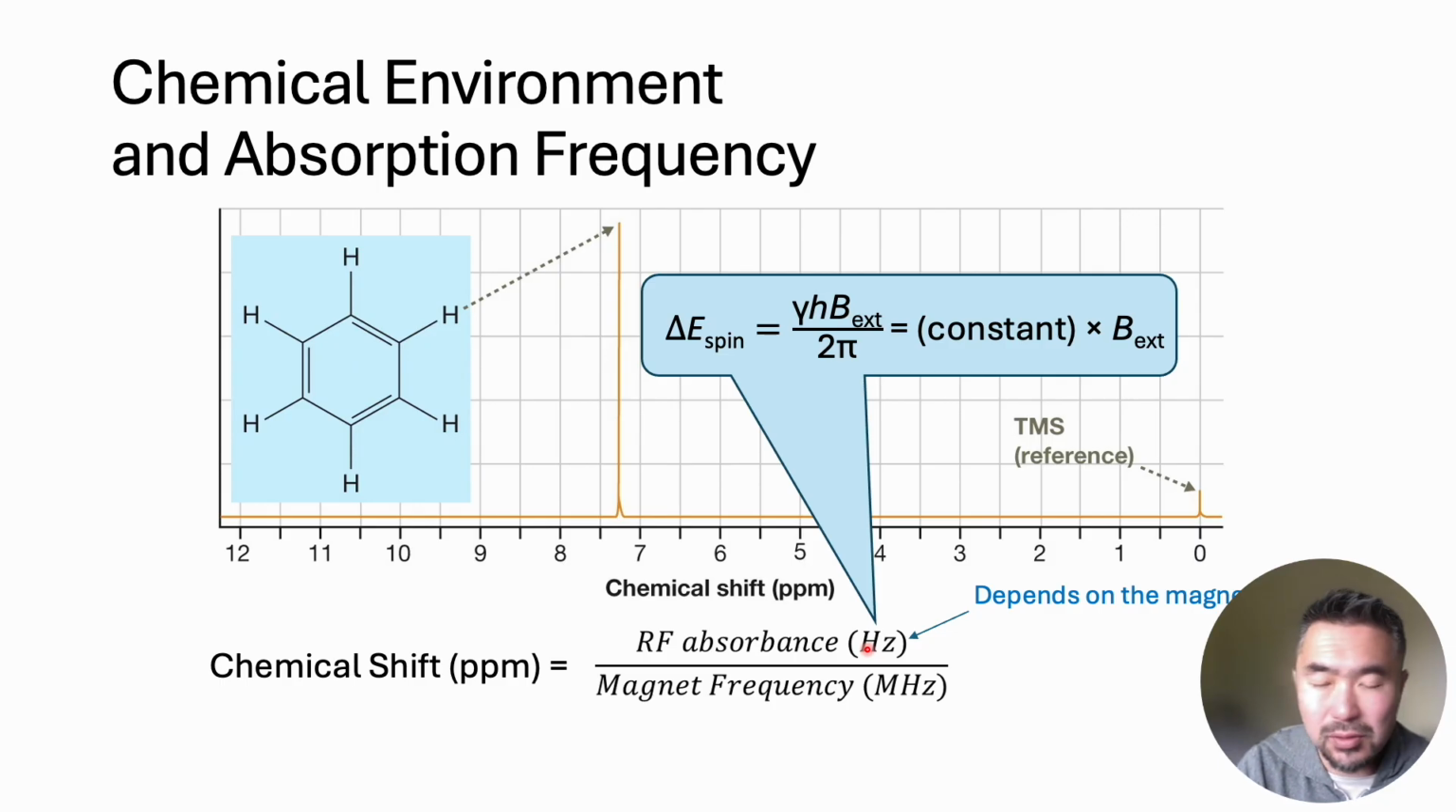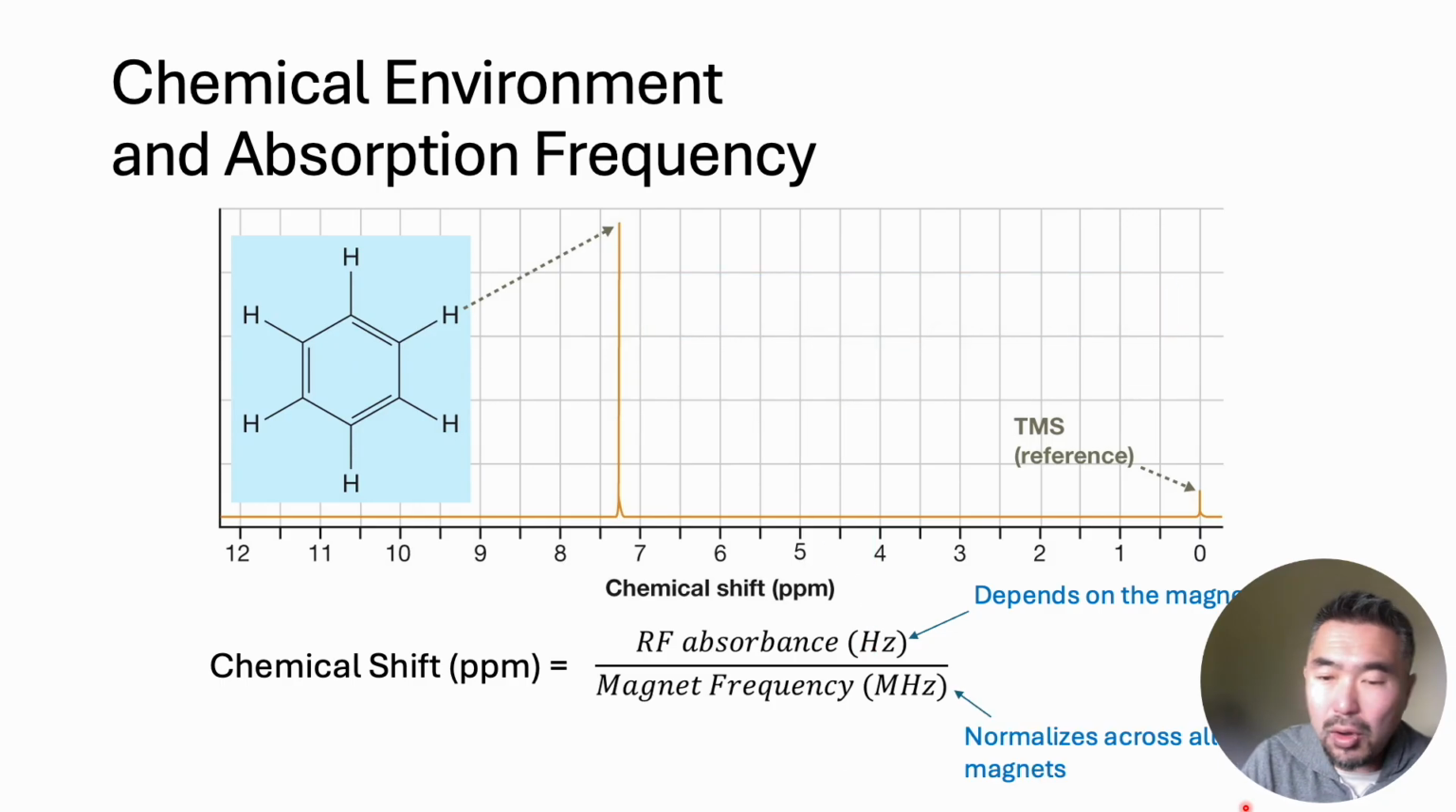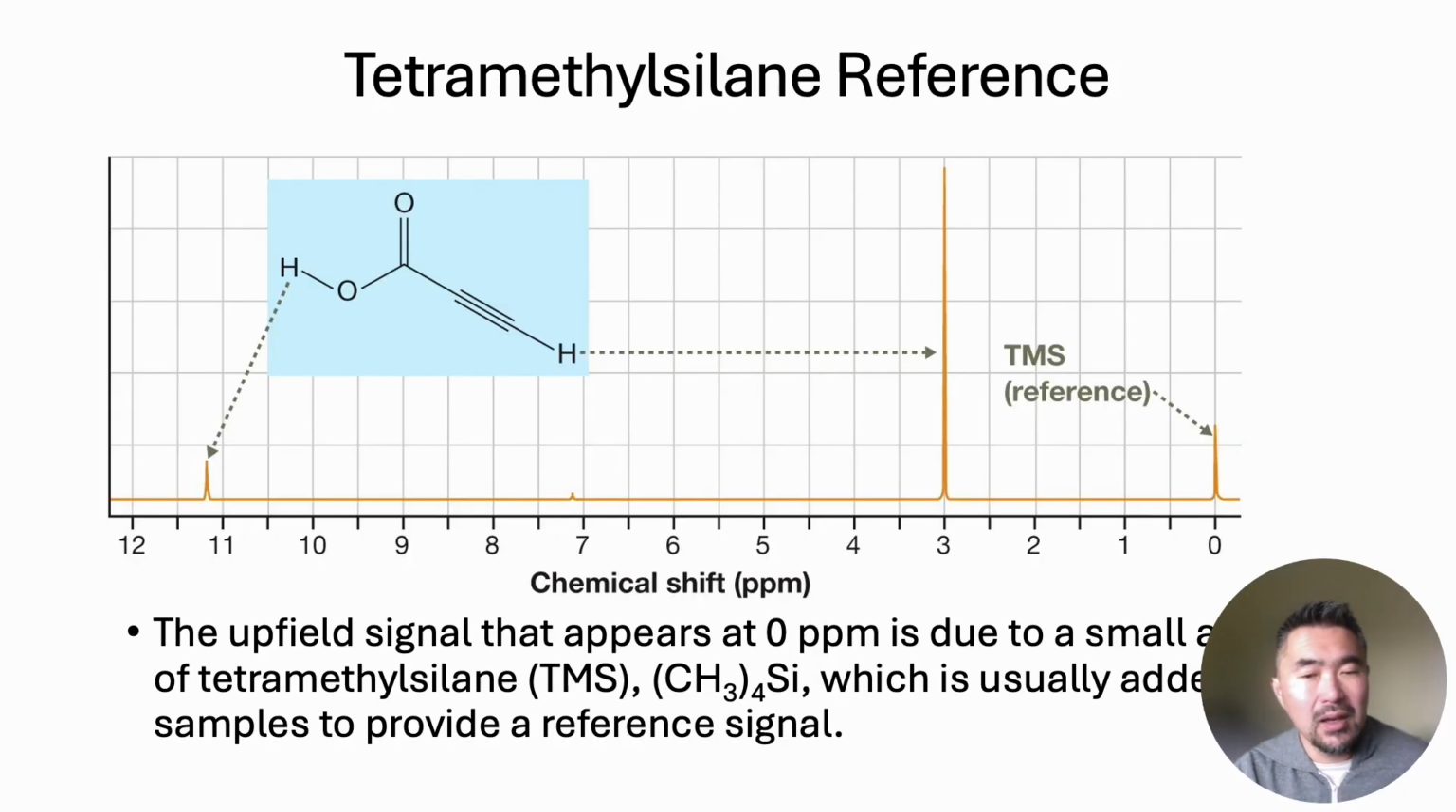So what we do to normalize everything across all magnets, so we can compare the numbers, is we divide that number by the magnetic frequency, which is essentially how strong a magnet your instrument has. If you look at the units, this is in hertz, and this is typically in million hertz, or megahertz. So that becomes parts per million. So the unit for chemical shift is given in parts per million, and you can expect the same exact chemical shift for the same compound on any magnet.